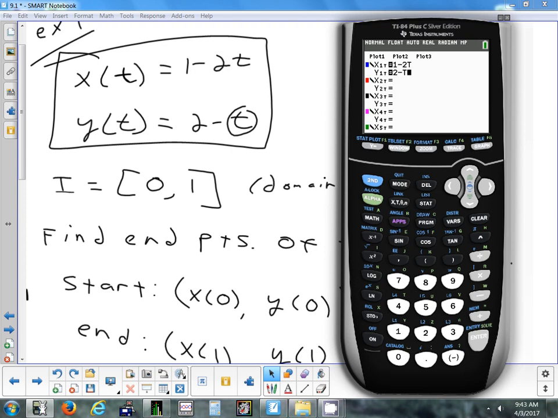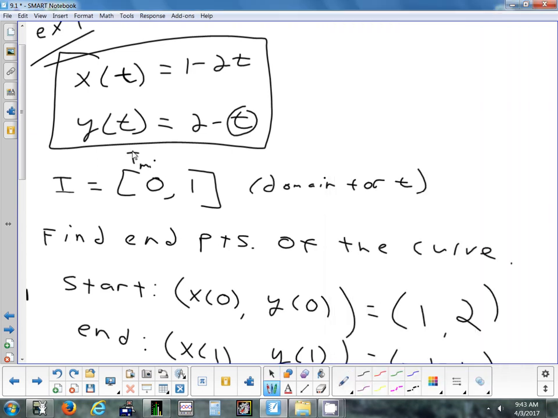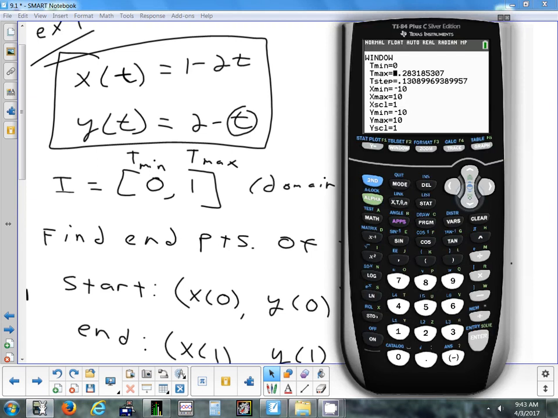Now that's not the only thing we have to do to graph it. There's one other thing I have to set. And what's that? Yeah, I have to go to Window, and now there's a little bit more information there. You still have your x min and max, your y min and max, but now you've got a t min and max. That's the minimum value for the parameter. That's t min. That's t max. So it's 0 to 1. Okay. And I'm just going to hit graph.